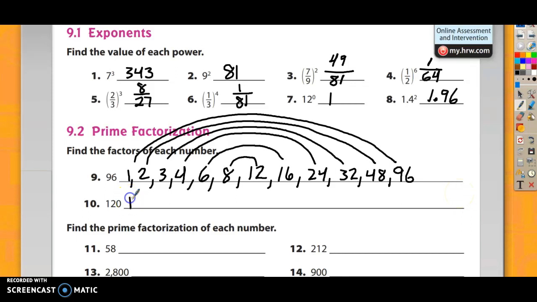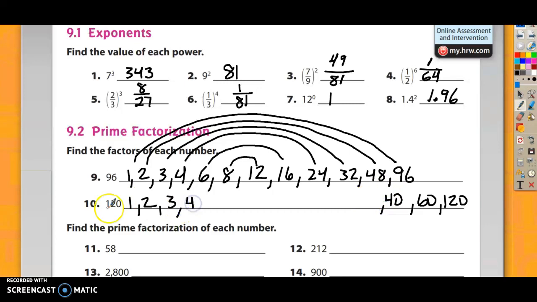Like I just said before, 1 is the first factor of every number. Itself is the last. When we have even numbers, 2 is the second, and half of that number is the second to last. 3 goes into 120, that's pretty easy. 3 goes into 12 4 times, so 3 goes into 120 40 times.